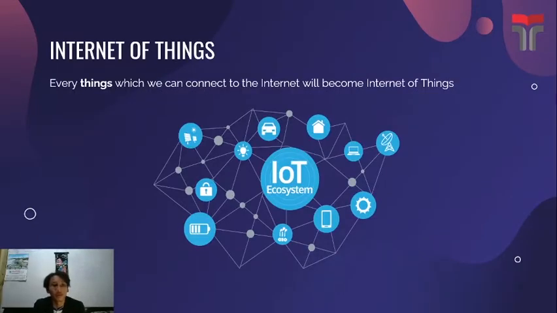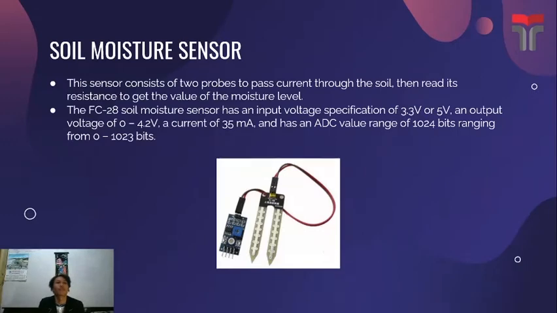Okay, the next, Internet of Things. Everything which we can connect to the internet will become Internet of Things. Next is soil moisture sensor. The sensor consists of two probes to pass current through the soil, then read its resistance to get the value of the moisture level.